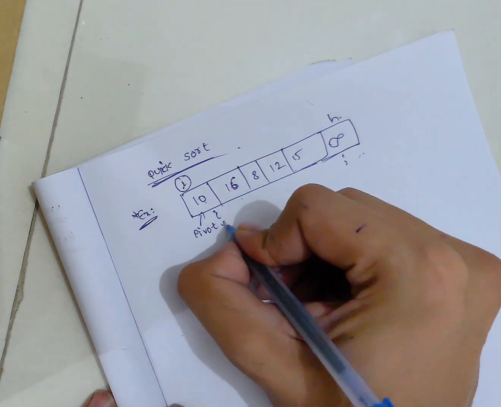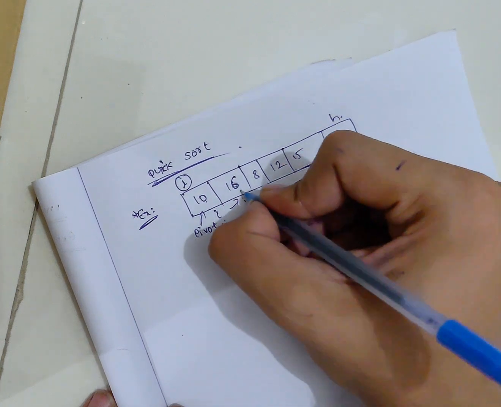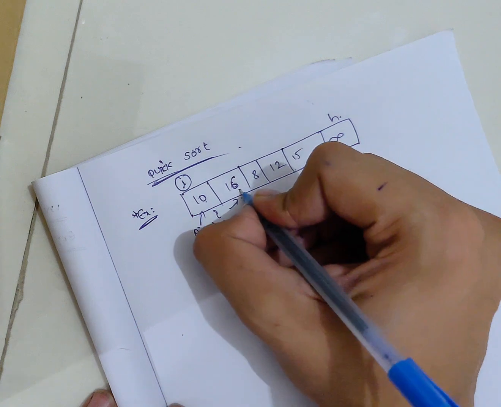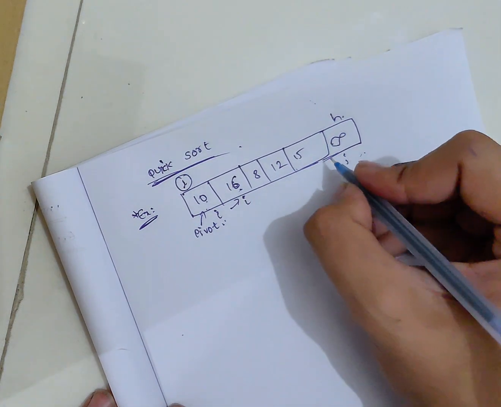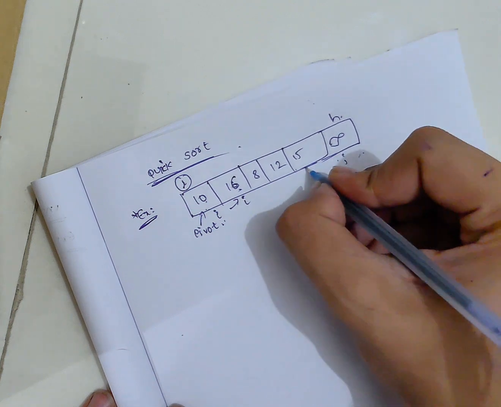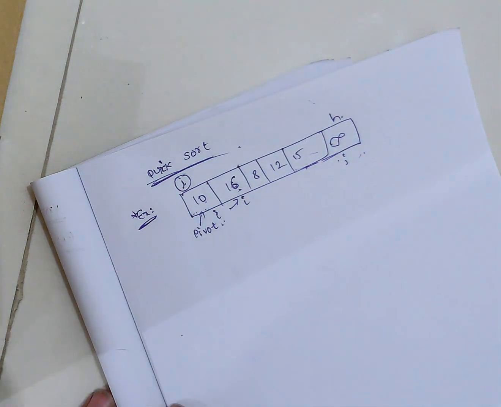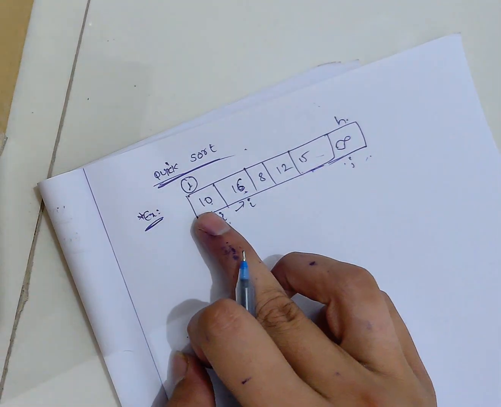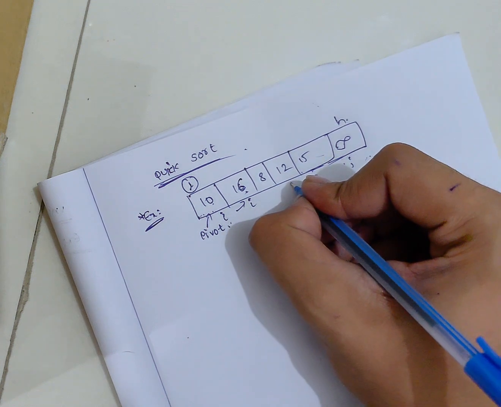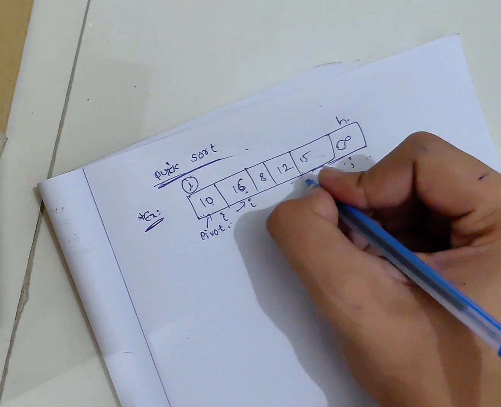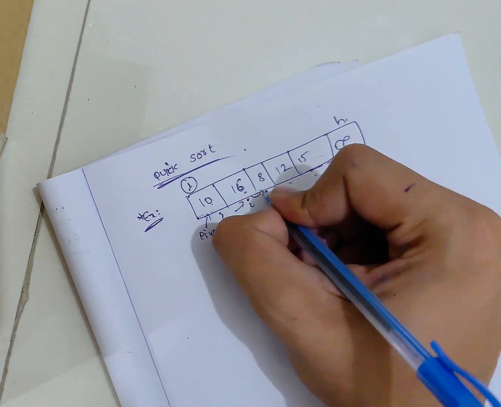See, i goes to this index. It checks whether 16 is greater than 10 or not. Here 16 is greater than 10, so i will stop here. But j will go to this place. It checks whether 15 is less than 10 or not. No, so it won't stop here and goes to the next place. It checks whether 12 is less than 10. No, so it goes on. It checks whether 8 is less than 10. Yes, so it stops. So these two places will be interchanged.